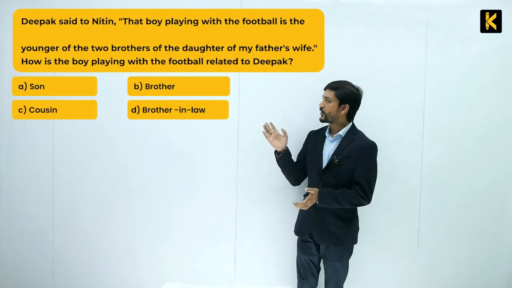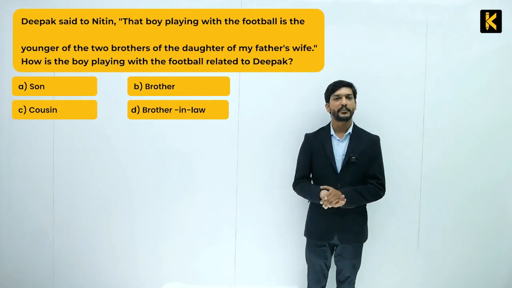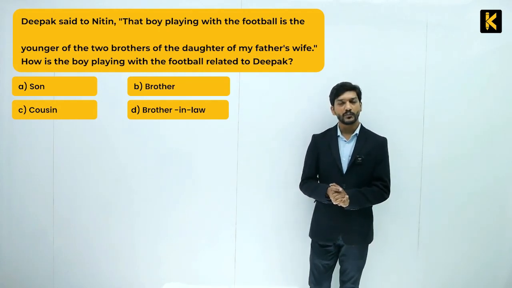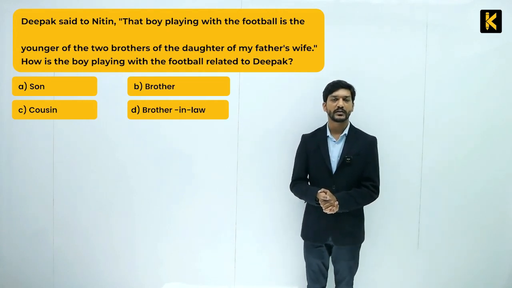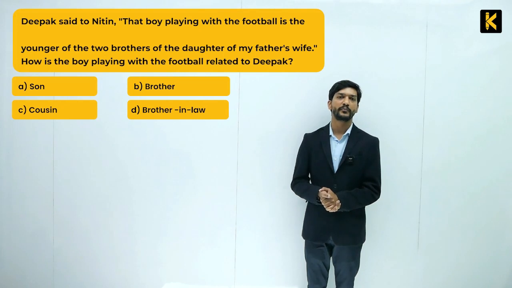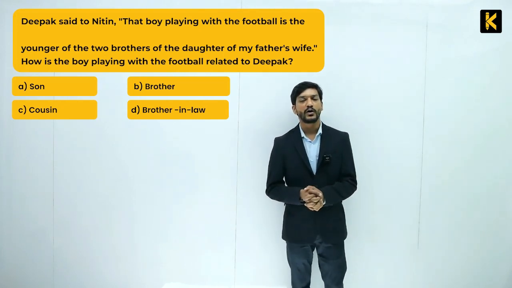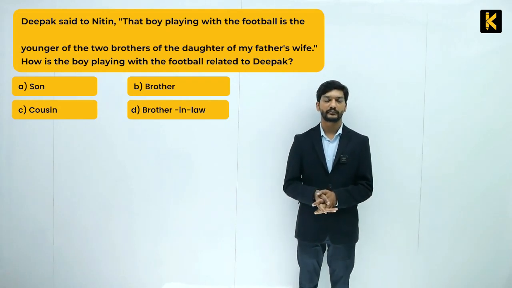The question is on your screen. Deepak said to Nitin, what he said? That boy playing with the football is the younger of the two brothers of the daughter of my father's wife. Okay. So how is the boy playing with the football related to Deepak?